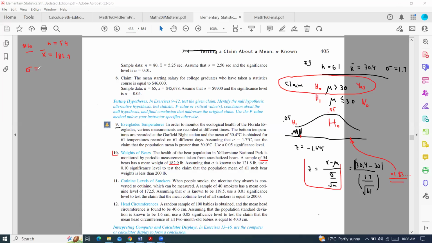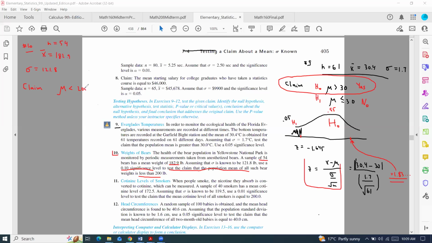The standard deviation, they say, is 121.8. You can also find it from your sample. So you now need to test the claim at a 10% significance level. Test the claim that the population mean is less. I say the word claim. Yes, the mean is less than 200 pounds.